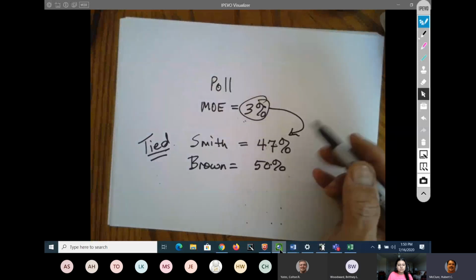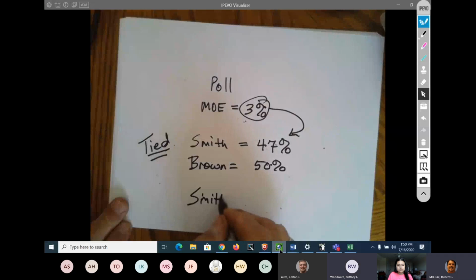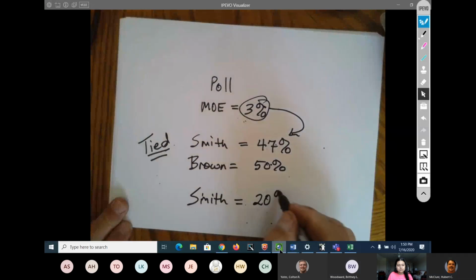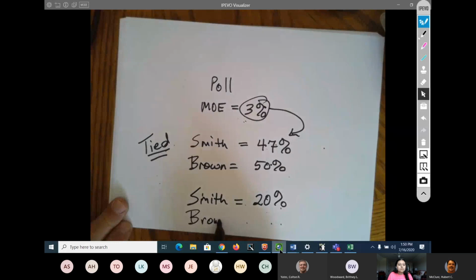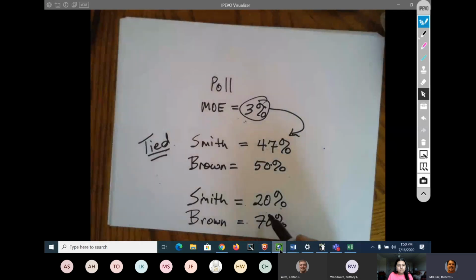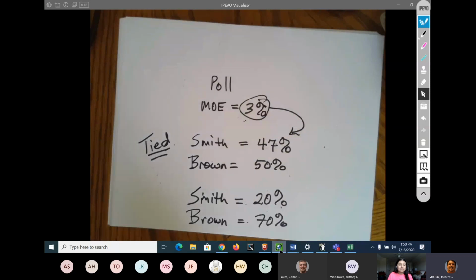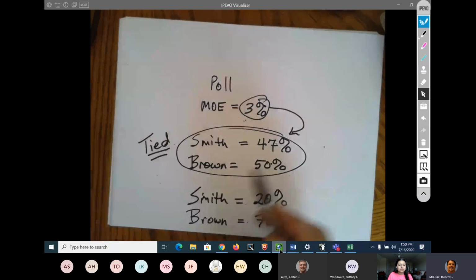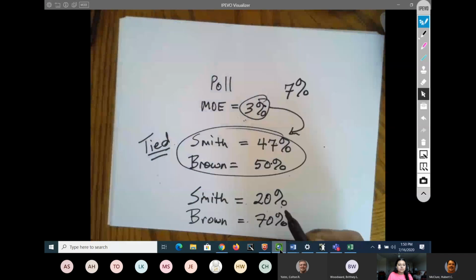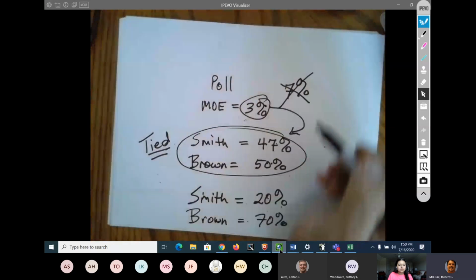Okay. Now, what if Smith was at 20% and Brown was at 70%? Would the margin of error play into this? No, because that's a landslide, which I'm praying for. Okay, that's a landslide. So if you have a close race and you've got a 7% margin of error, that's not worth anything. Okay.